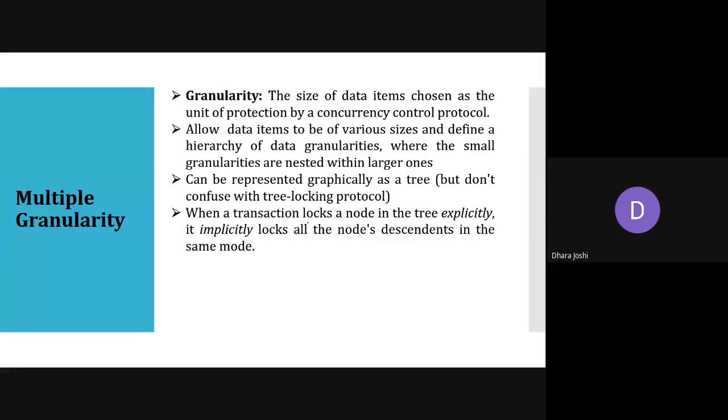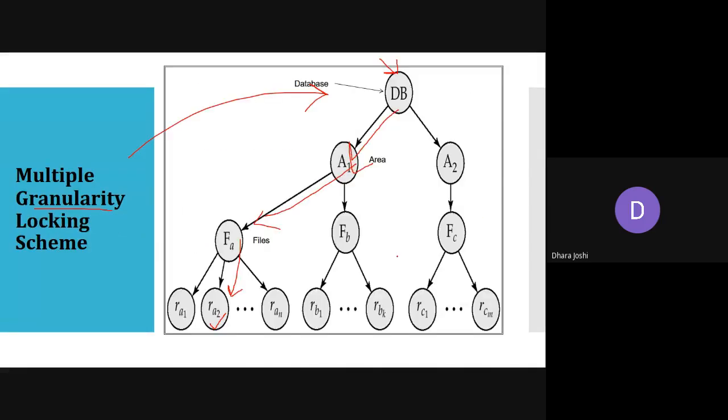When a transaction locks a node in the tree explicitly, it implicitly locks all the descendant nodes of the same node. Okay, these two words are new to us. We'll see what they mean with an example in the next slide. Granularity of locking: the level in the tree where locking is done. Each and every level is assigned a number, like database is at level 0, then these two areas are at level 1, then these three files are at level 2, and all these records are at level 3. So we have different levels.